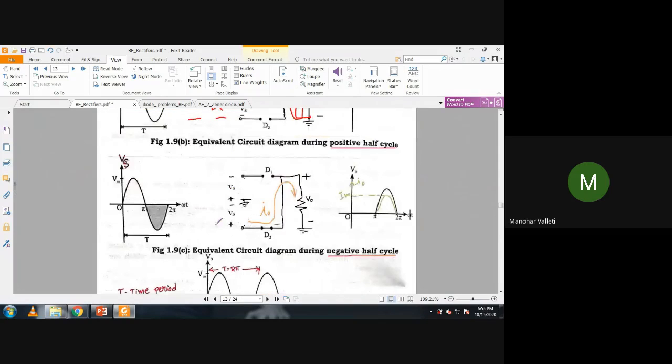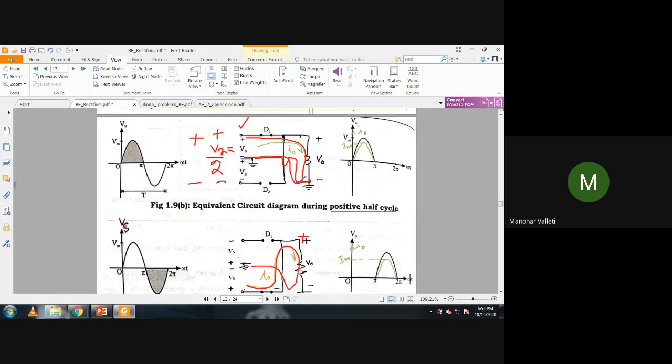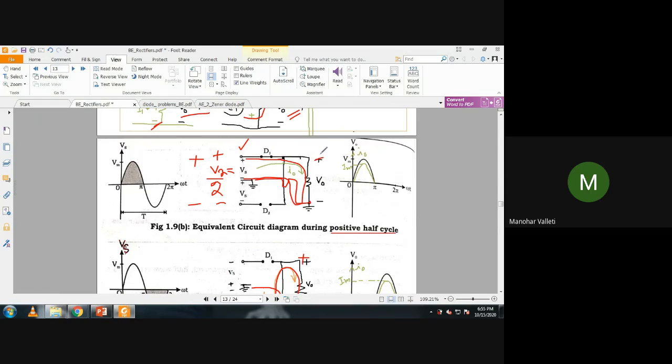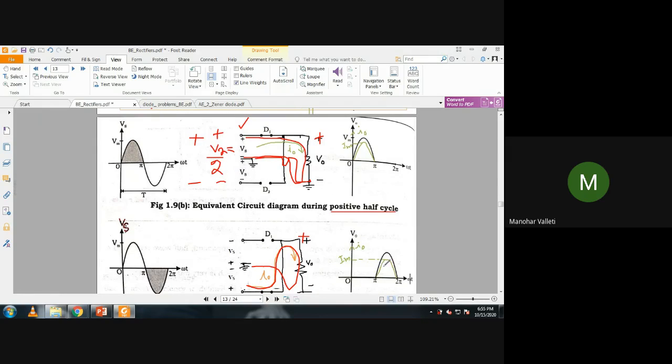During the negative half cycle, it is minus here, minus plus. D2 will be forward biased. Now the current direction will be from bottom to up and again reaching here. And please note that in both cases, the current enters here only. So both the magnitudes and phase will be the same only.